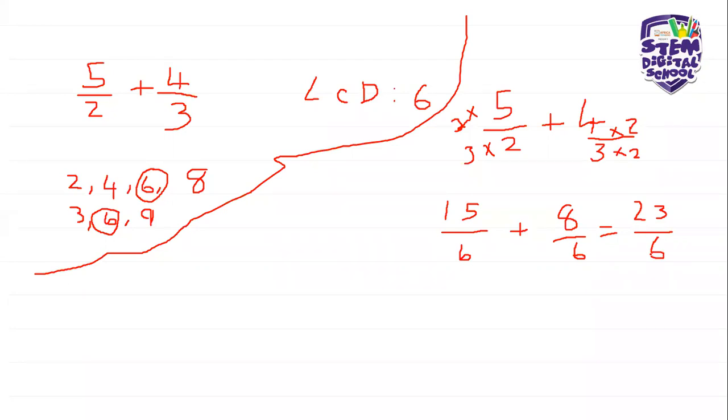So you can do this method of actually first finding out the multiples. Then the first number you get that they both have, but it must be the lowest, you use as the number that you're going to change the denominators into. Then you think, what times 2 gives me 6? 3. What times 3 gives me 6? It's 2. So what you do to the bottom, you do to the top, and then you add.